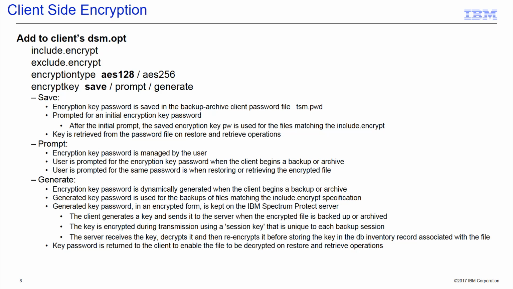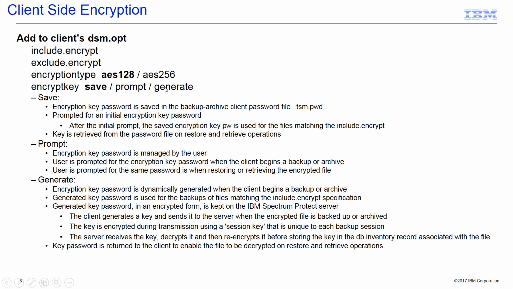If you do want to turn on client-side encryption, in the client's dsm.opt file, you do need to specify include.encrypt, and if you want to exclude any files, the exclude.encrypt. You need to specify your encryption type, and then tell how you want to keep the encryption key. Do you want to save it? Do you want to be prompted for it? Or do you want to generate it?